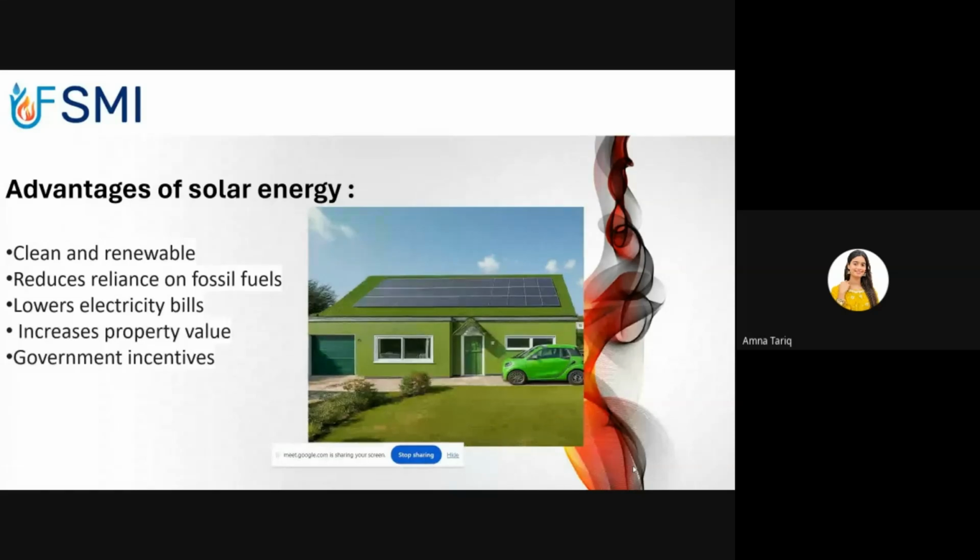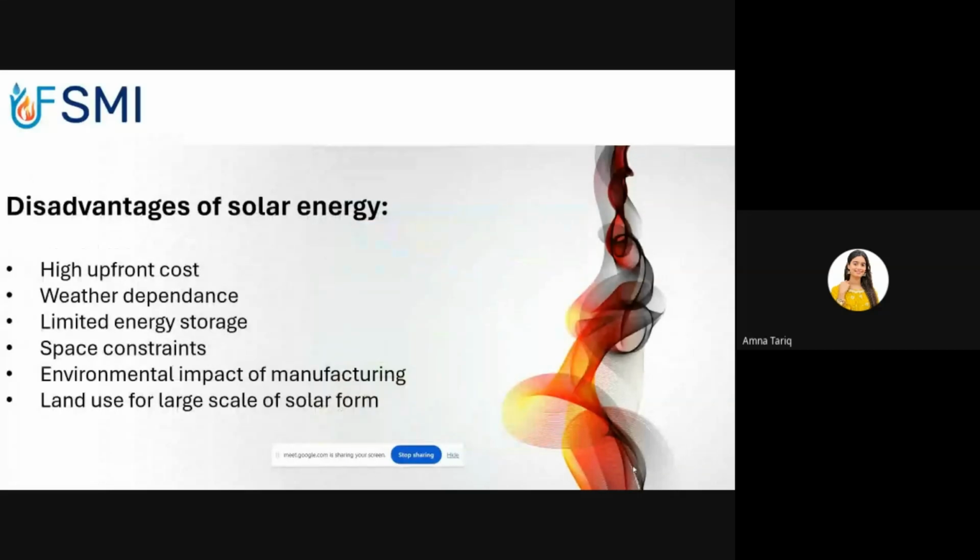Now the disadvantages of solar energy systems. If there are advantages to the solar energy system, then there are also disadvantages. First is high upfront cost. Solar panel cost is very high, so this is a big drawback. While the cost of solar panels has decreased significantly, the initial investment for a solar energy system can still be substantial. This can be a barrier for some homeowners and businesses.